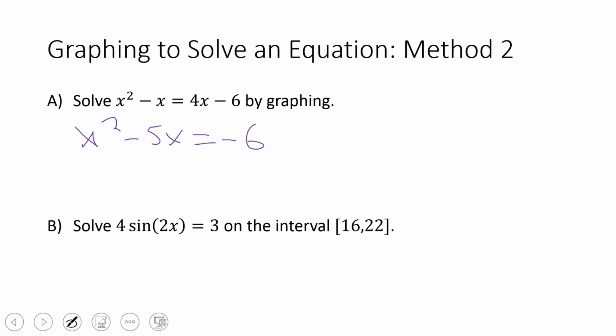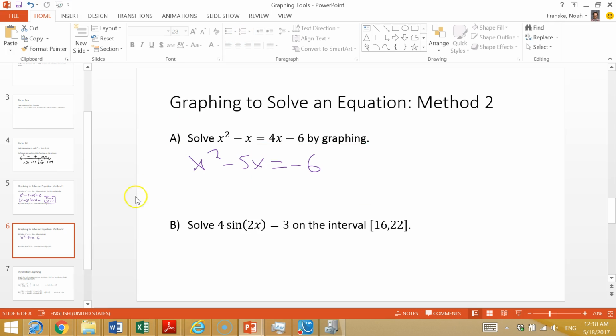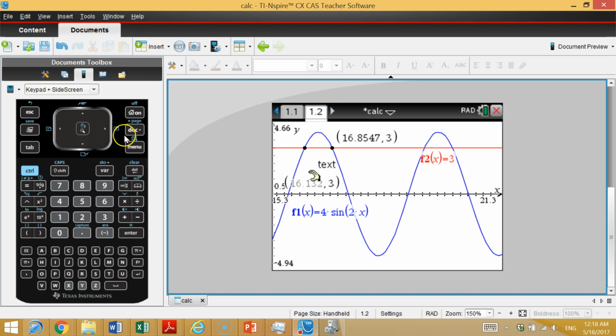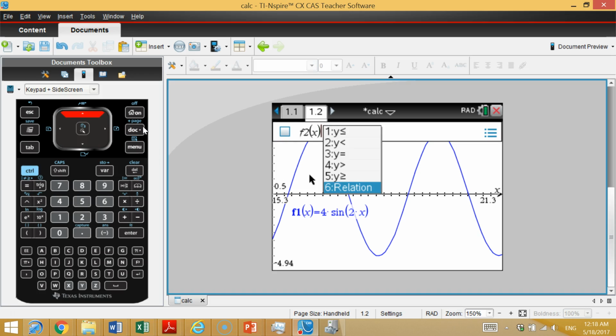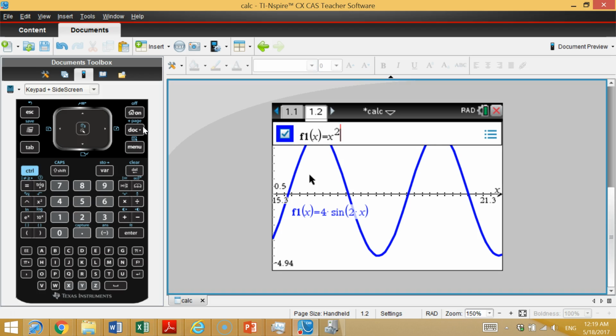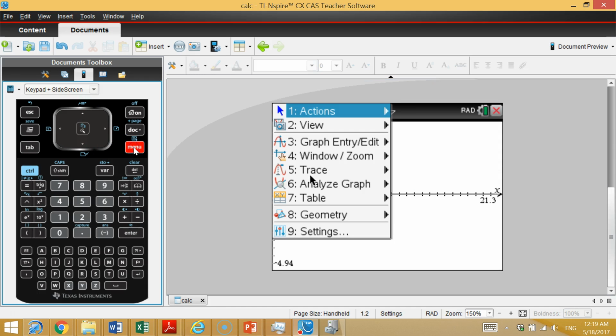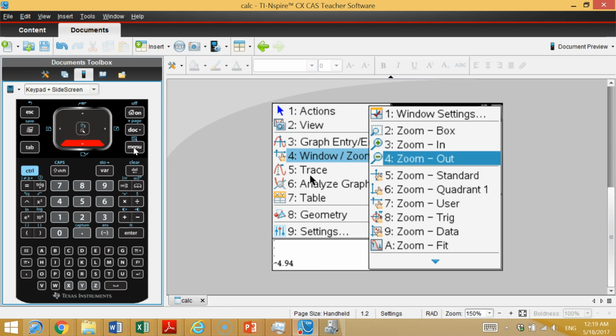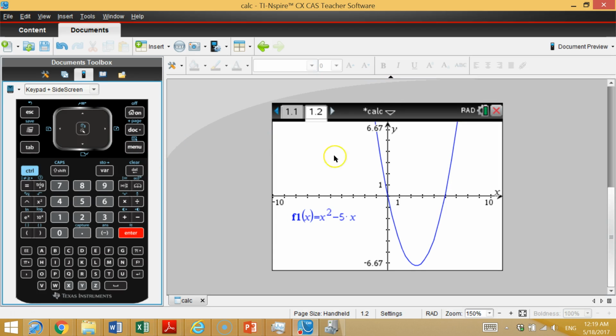Well, we just said you can solve any equation by graphing both sides. Let's graph both sides of that. So we're going to graph x squared minus 5x. Let's do that. Get rid of these. Okay, so I'm going to graph x squared minus 5x. And I'm not going to see anything, so I'm going to go back to Zoom Standard, menu 4, 5. Okay, now we can see that.